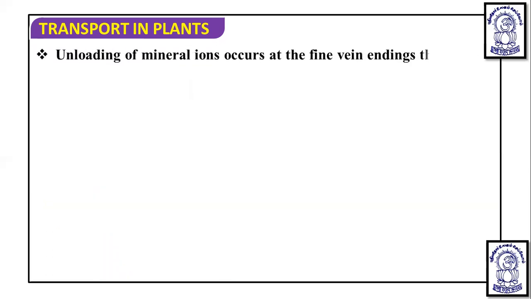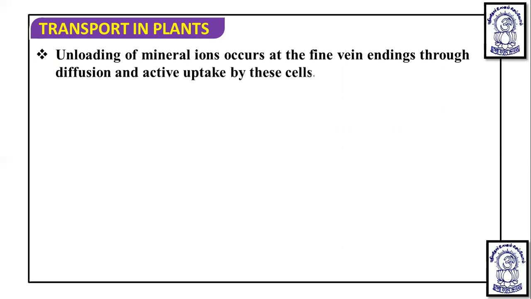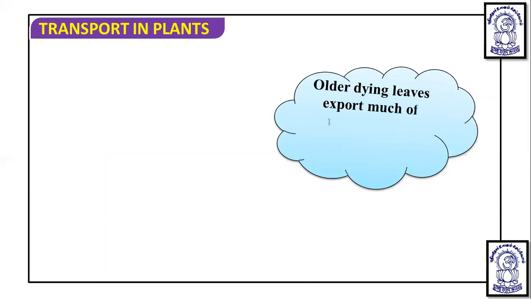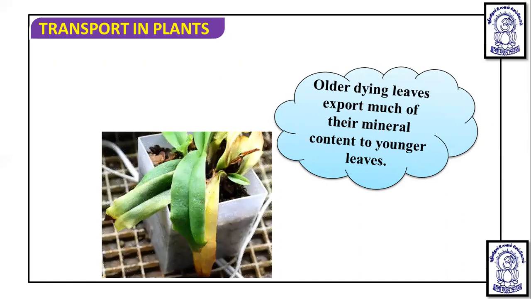Unloading of mineral ions occurs at the fine vein endings through diffusion and active uptake by the cells. When the ions are unloaded from the vein endings it is by diffusion, but the cell takes them up by active transport. The mineral ions are frequently remobilized, particularly from older senescing parts. Older dying leaves export much of their mineral content to the younger leaves. Obviously, the older dying leaves have no use for these minerals, so they export them to the younger tissues.